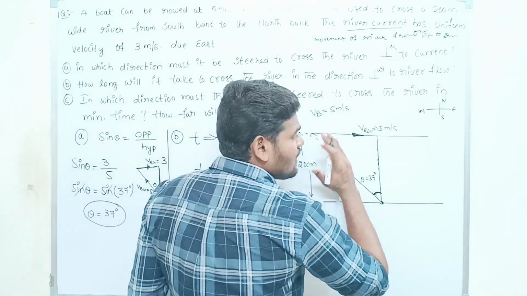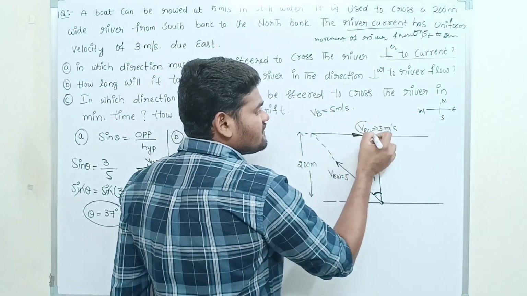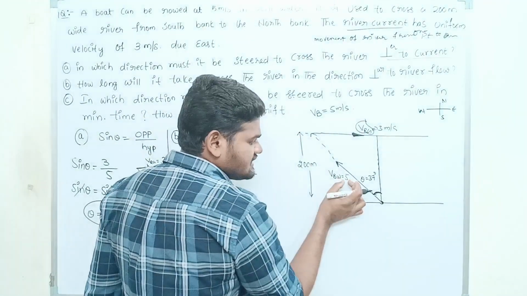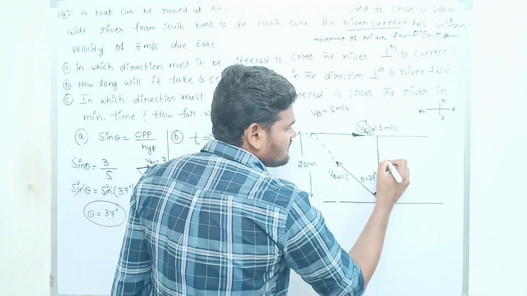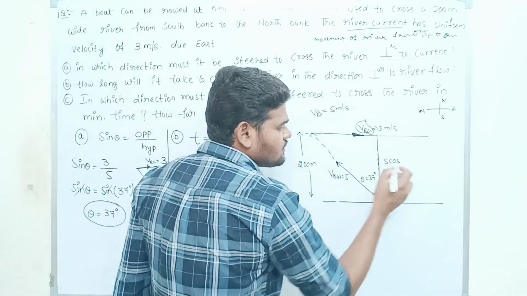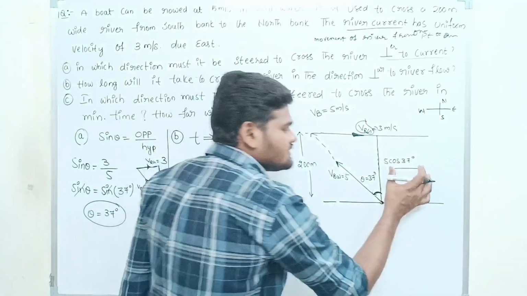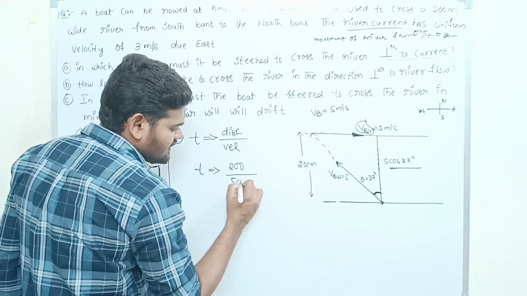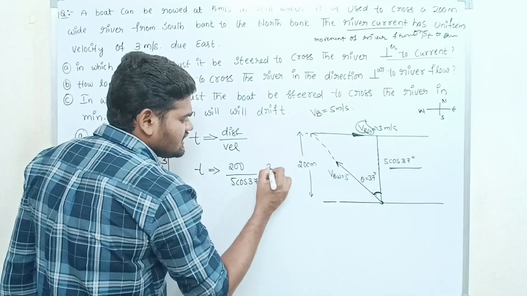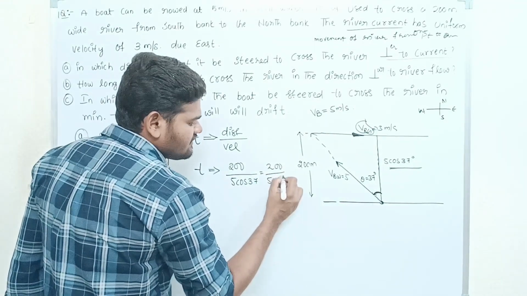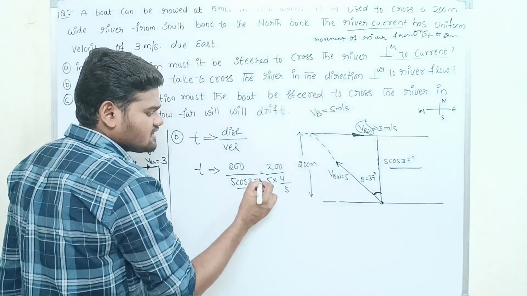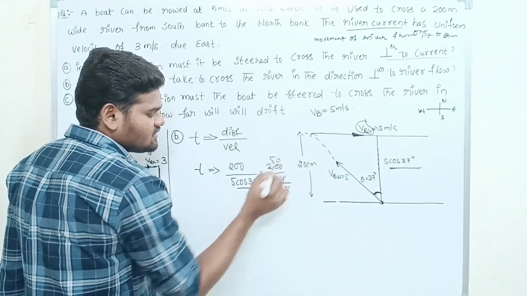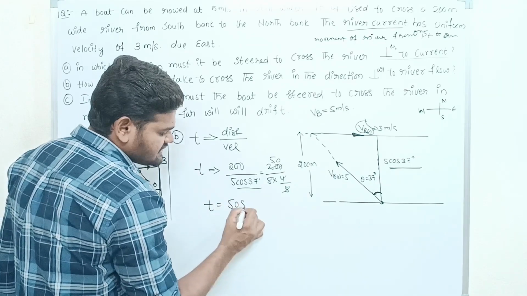So we have to take the perpendicular component of the velocity. The perpendicular component means what? This is 5 along the theta side, so 5 cos theta, where theta is 37 degrees. So this is the velocity component we have to take, that is 5 cos 37. What is the value of cos 37 degrees? 4 by 5. The 5 gets cancelled out, 4 fives are 20. So t is equal to 200 by 4, which is 50 seconds.